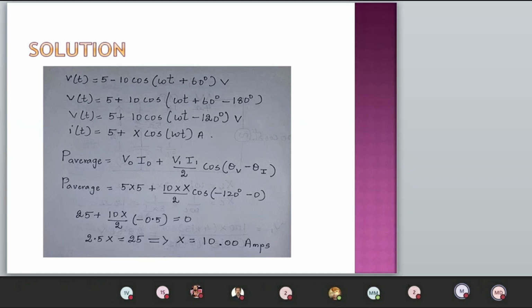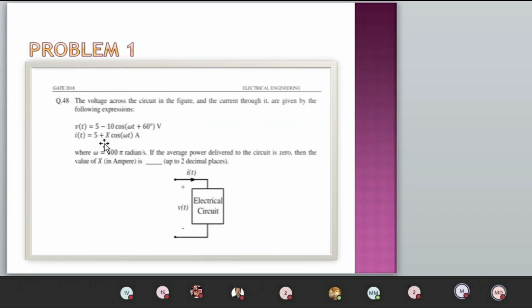Questions like this will test your observation power very much, so kindly be thorough with the formulas. In this case, V naught and I naught are V max as well as I max, and V by root 2, Vrms, into I by root 2, Irms, cos of the angle between voltage and current. This is the average power, and here the average power of the circuit is 0.